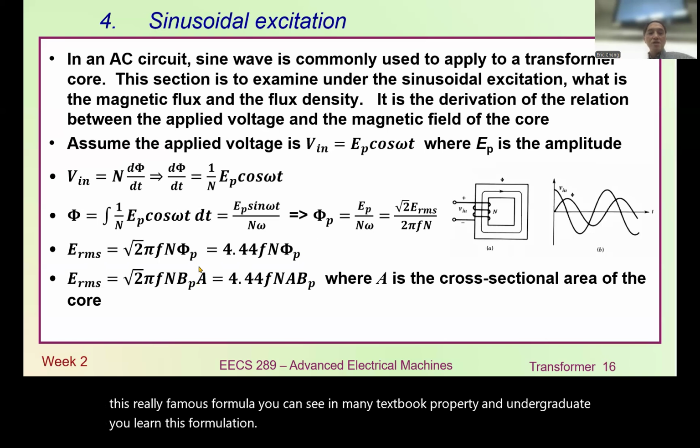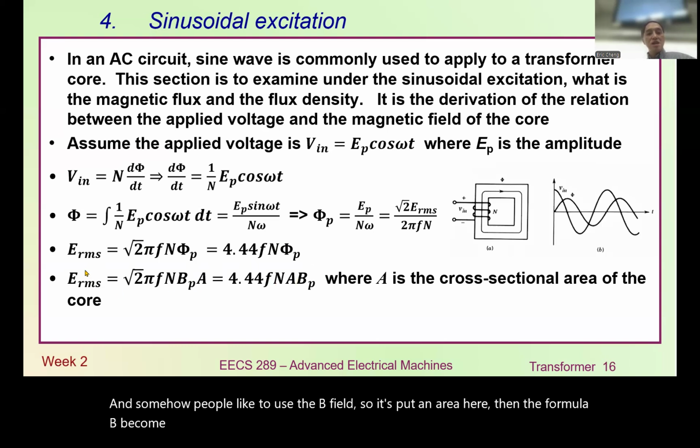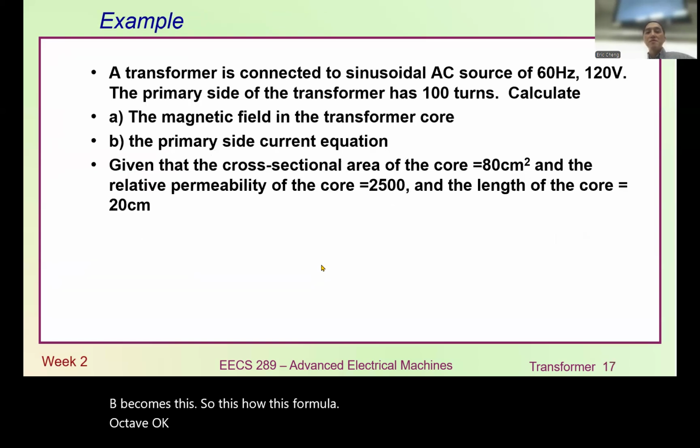Somehow people like to use the B field, so putting the area in here, the formula for B becomes this. So this is how this formula is obtained. Okay, any question? Just a quick revision of what you have learned before.